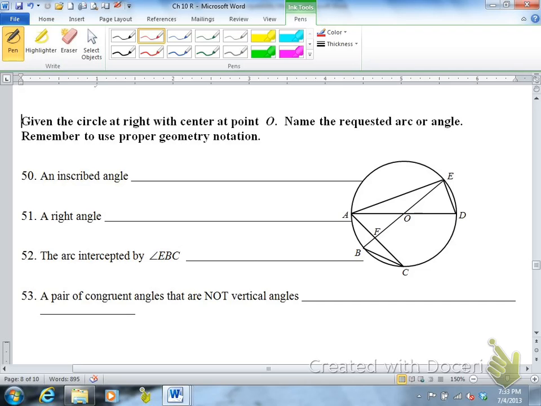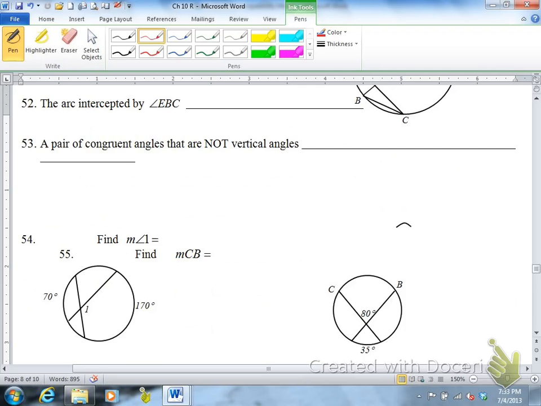This one, inscribed angle, there are a lot of options for inscribed angle. Right angle: it looks like you would have to say this angle, AED, not just because it looks like a right angle, but because it is an inscribed angle that intercepts the circle at the diameter. So half of 180 would be 90, a right angle. Arc intercepted, you could probably do that. Pair of congruent angles that are not vertical angles, you'd want to say that. You could probably figure that out, I think. So I'm just going to move on from there.